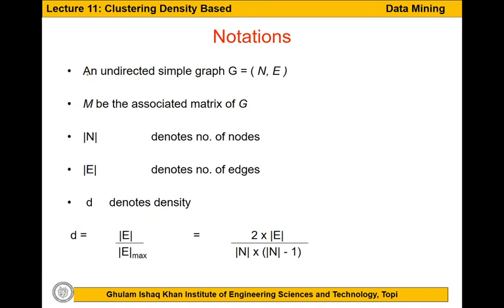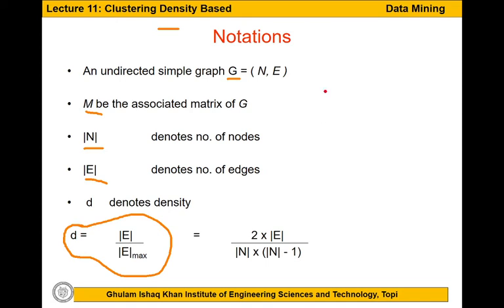Now we will have a graph. G will have an adjacency matrix. The input to the graph, the density based clustering algorithm, will be the number of nodes in the graph, the number of edges in the graph, and the density of the graph, which has this formula: number of edges multiplied by 2, divided by number of nodes into number of nodes minus 1.